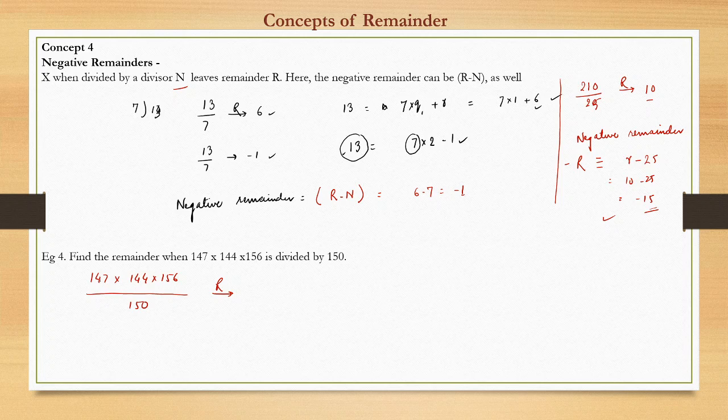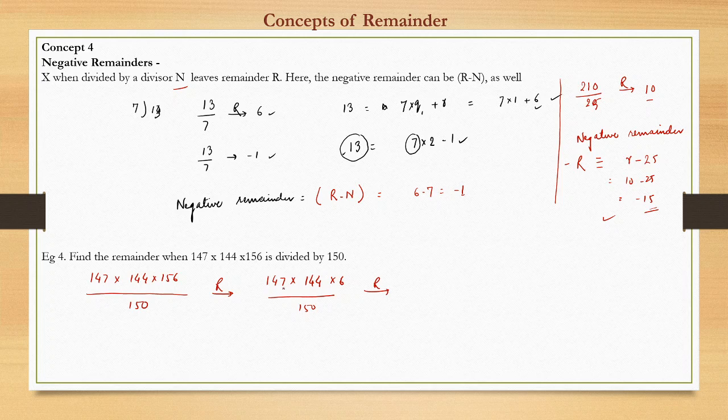The question would be really difficult if we have to multiply these individually and then get the remainder. And we know the individual positive remainders are also very big. 147 by 150, the positive remainder is 147. Here it is 144, here it is 6. So these are larger numbers. Even if we convert this to positive remainders, it will be 147 into 144 into 6 by 150. This is also quite big.